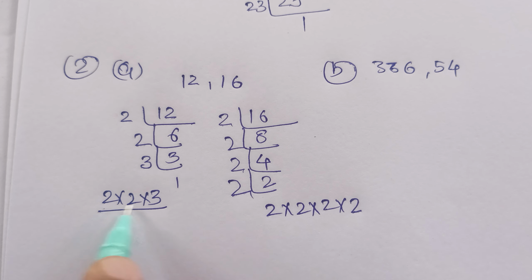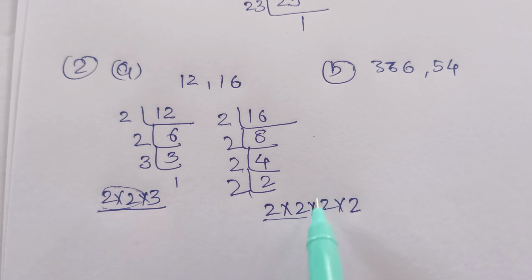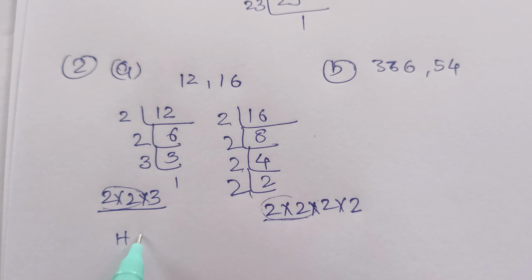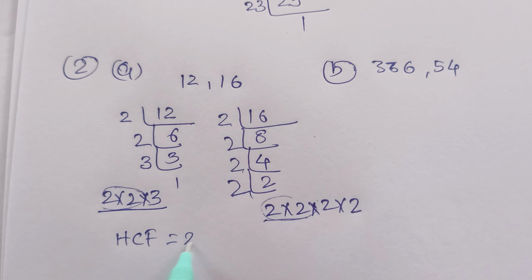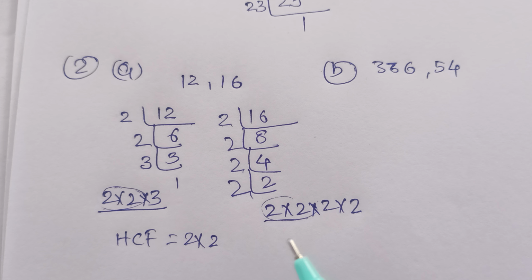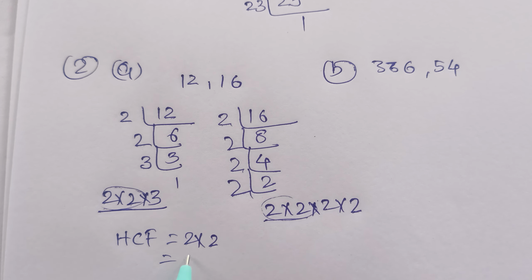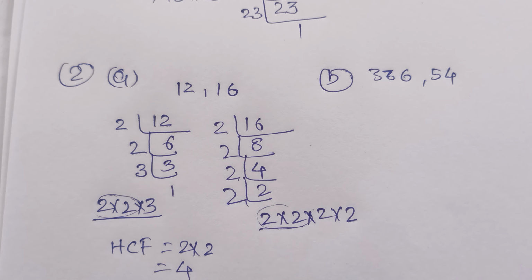You see, 2 2 here we have, and 2 2 here also we have, correct? So, what is available in both? These two and these 2 2 available here. So, what you can say? What is SCF? SCF you can write 2 into 2. It means SCF will be 4. SCF is 4, and you have to find LCM.